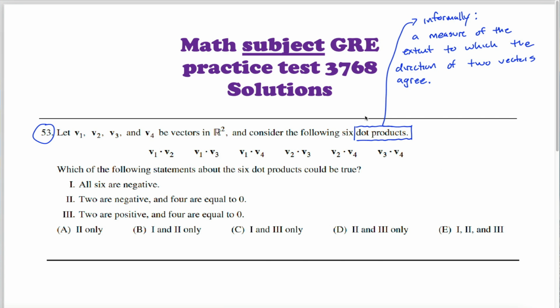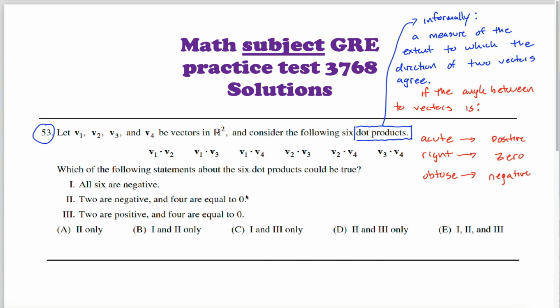If they're pointing the exact same direction, you'll be maximizing your dot product. If they're pointing in opposite directions, you're going to have a maximal negative dot product. If they're perpendicular, your dot product's going to be equal to 0. If the angle between two vectors is acute, right, or obtuse, the dot product is positive, 0, or negative. And that's all you need to answer this question.